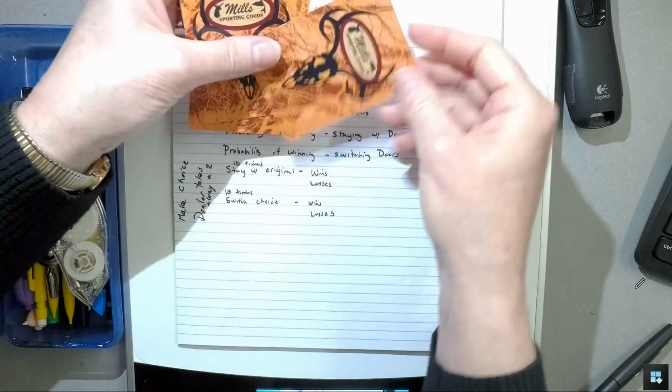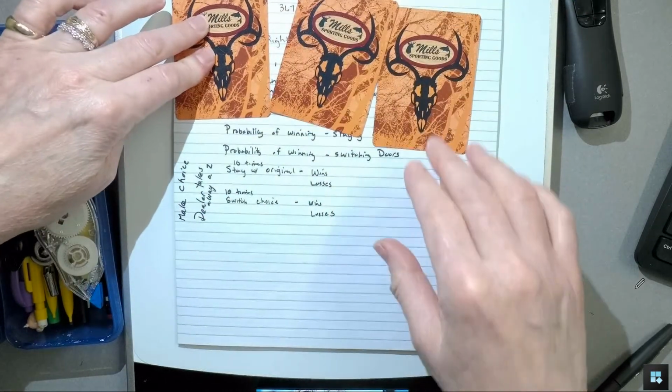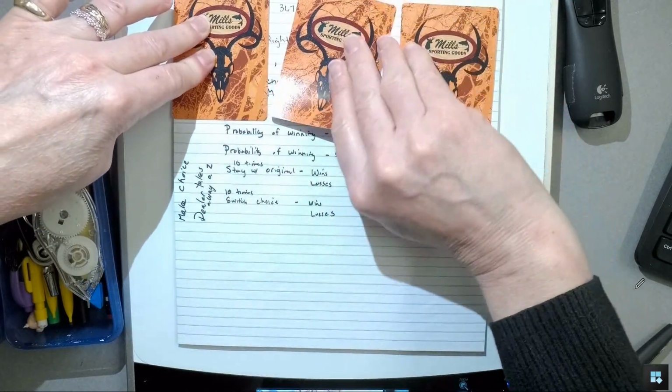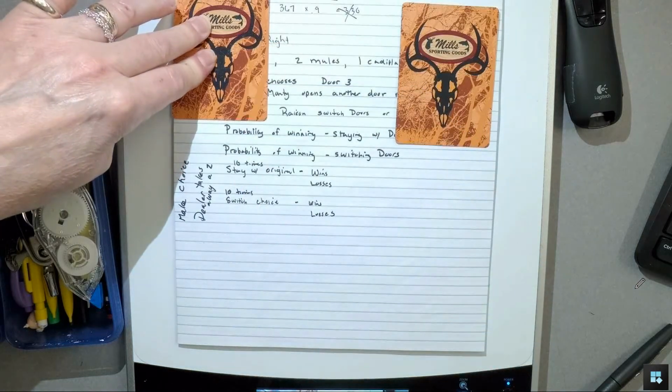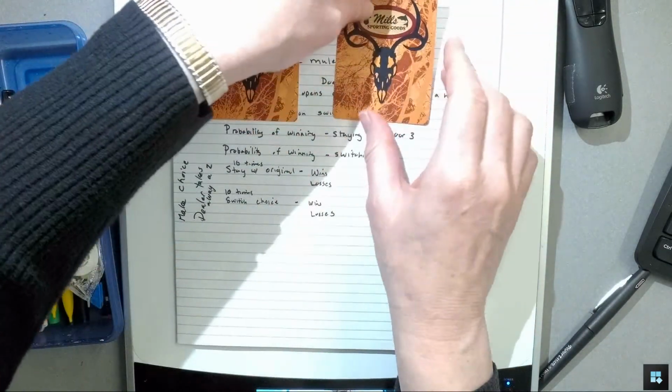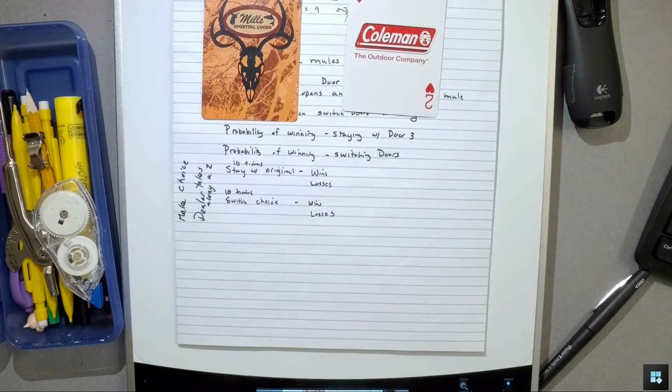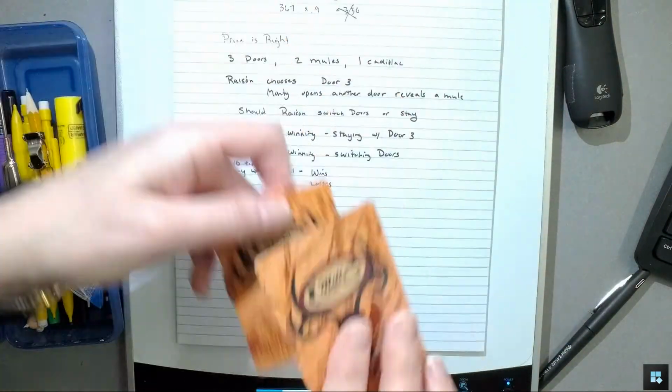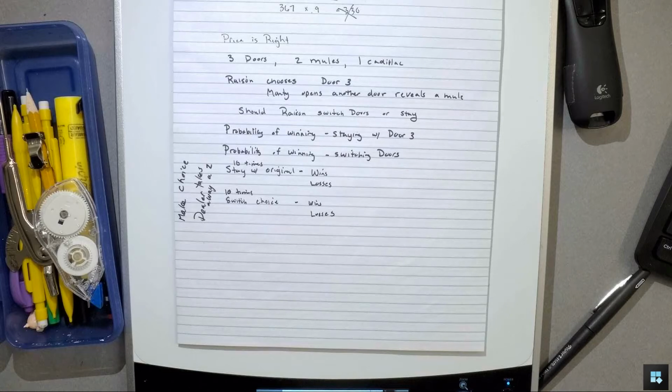So dealer deals, Raisin picks one, Monty takes away one that's a 2, and then the Raisin switches. Still lost. Okay, so hopefully your Raisin will win some. All right, so anybody have any questions before you get in pairs and do this?